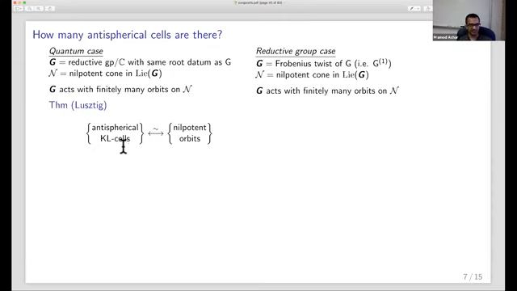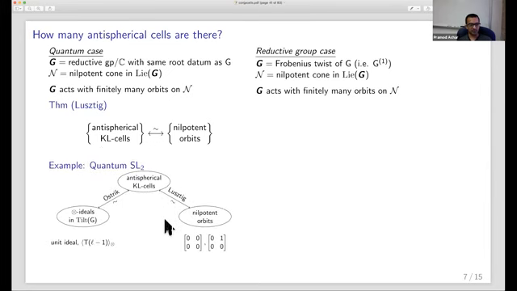finitely many anti-spherical cells. And we can go back to our example of quantum SL2. In fact, there are exactly two anti-spherical cells for SL2. So I've told you everything that fits in every part of this diagram. From my very first slide, the tensor ideals, well, here's what they are. There's the unit ideal, and then there's the ideal generated by the Steinberg representation, which has highest weight L-1.